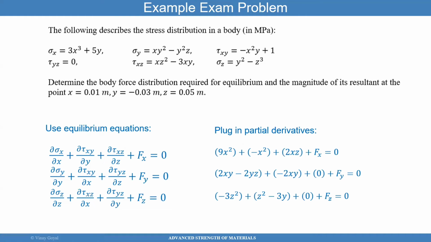This is an exam problem from a previous year. The following describes the stress distribution in a body. So it gives you the stress components, all six stress components. Remember the sigma yz is zero, but sigma zy is also zero because the stress tensor is symmetric. Sigma xz equals this amount, but sigma xz is also equal to sigma zx.